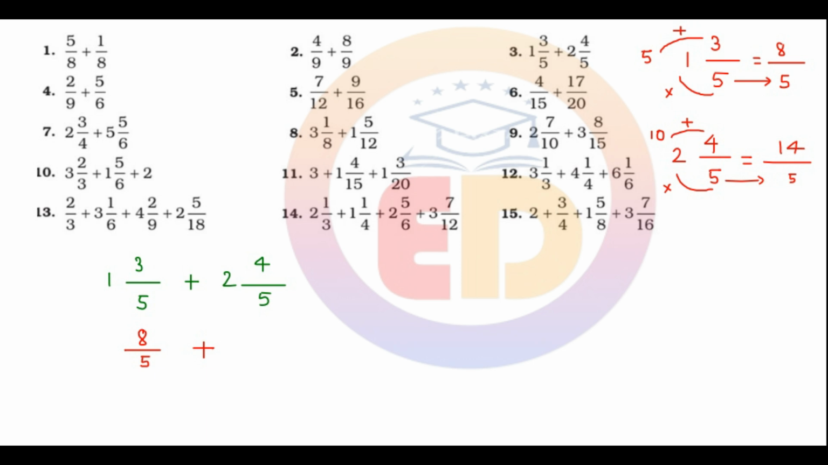So 2 whole 4/5 will become 14/5. Now friends, 2 whole 4/5 will be 14/5. Now both these fractions are like fractions. So for adding the like fractions, the denominator will be the same 5, and add the numerators 8 plus 14.